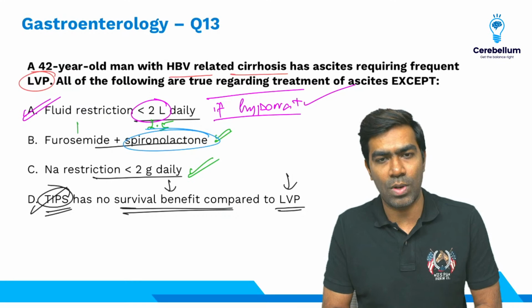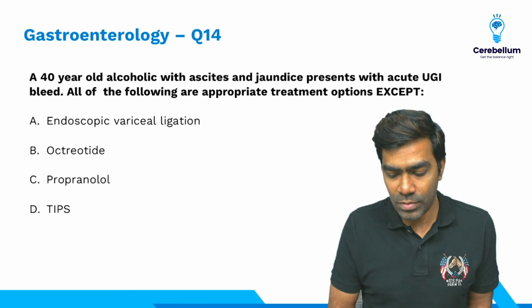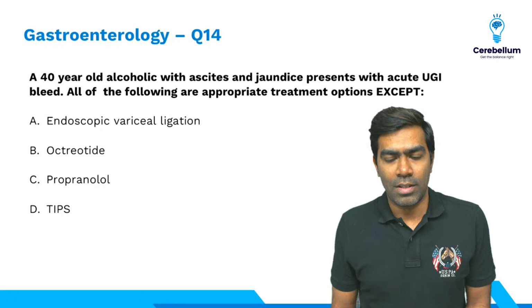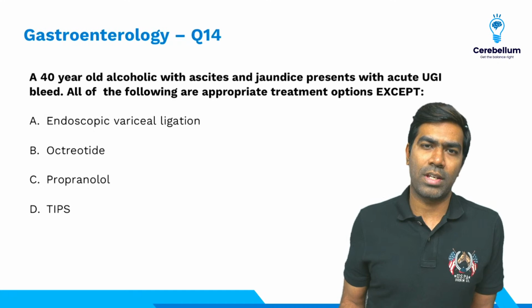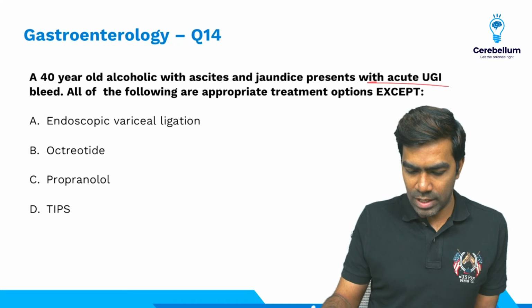So the right answer for this question is option A, fluid restriction. You are not going to use it unless the patient is hyponatremic. Coming to question number 14. A 40-year-old alcoholic with ascites and jaundice presents with acute upper gastrointestinal bleeding. All of the following are appropriate treatment options except endoscopic variceal ligation, octreotide, propranolol, and TIPS. Which of the following is not going to be an appropriate treatment option? Patient is presenting with ascites, jaundice, and acute UGI bleed, which is very likely to be a variceal bleed. So this is technically a variceal bleed. Which of the following will not be used?